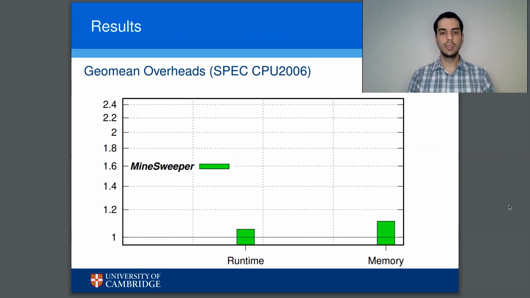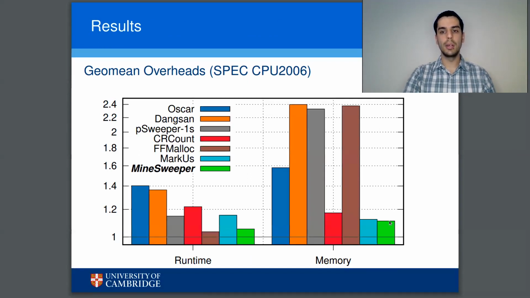Let's look at some results. MineSweeper achieves a runtime overhead of just 5.2% and a memory overhead of just over 12%. This is significantly better than previous schemes in literature. MarkUs is worse both in terms of memory and runtime. ffmalloc slightly outperforms us in terms of runtime, but its memory overhead is significantly worse. Note the logarithmic scale on these axes.